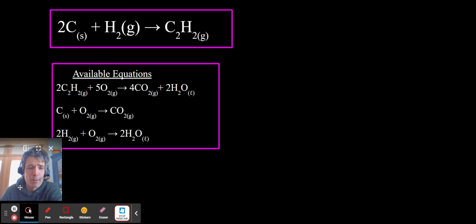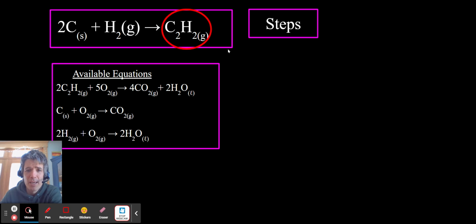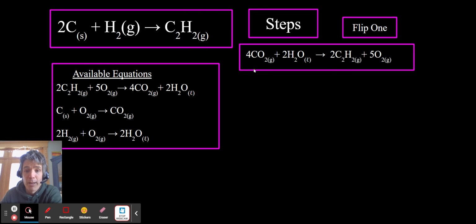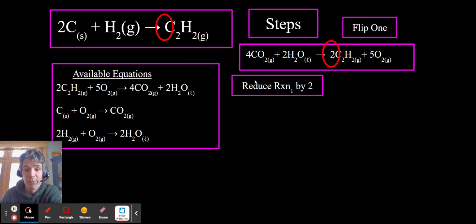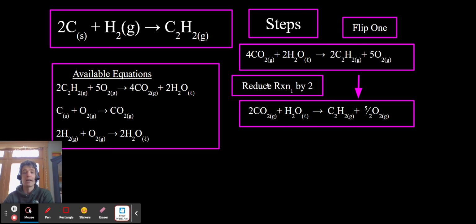All right, so first thing I'm going to do is I see here I've got 1 molecule, and in this first equation I've got 2, but also that this is a product, this isn't a reactant. So how do I take care of that? I'm going to flip reaction 1, and it becomes this. Now, the next thing I notice, this is a 2 and this is a 1. So I'm going to have to reduce this by 2. I divide every coefficient by 2 and it becomes this.